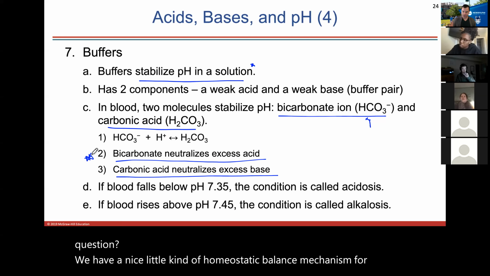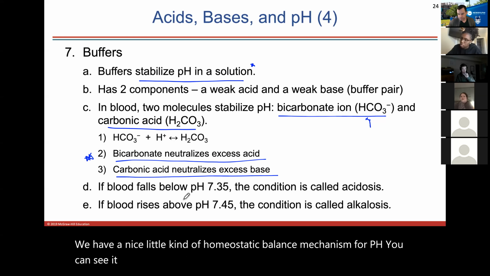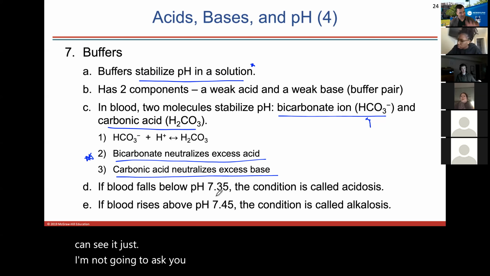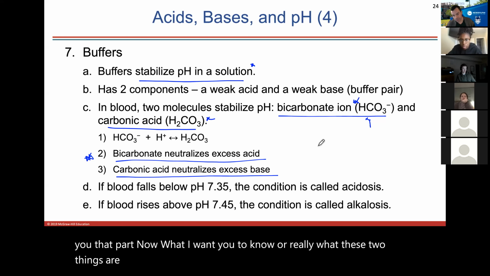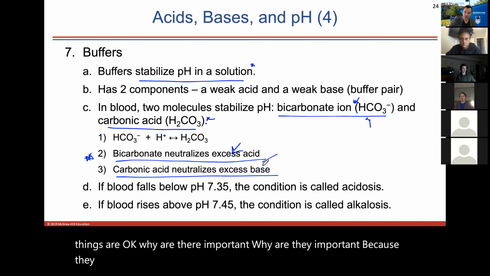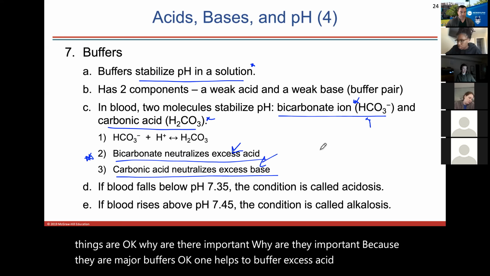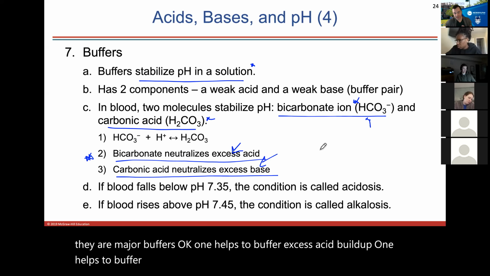We have a nice little homeostatic balance mechanism for pH. You can see it. I'm not going to ask you that part now. I'll ask you that later. What I want you to know are really what these two things are. Why are they important? Because they are major buffers. One helps to buffer excess acid buildup. One helps to buffer excess base, alkaline activity buildup.